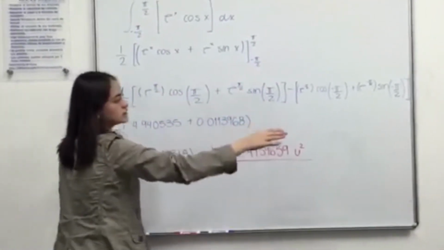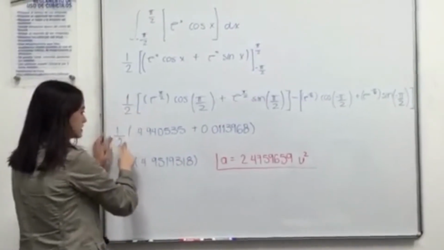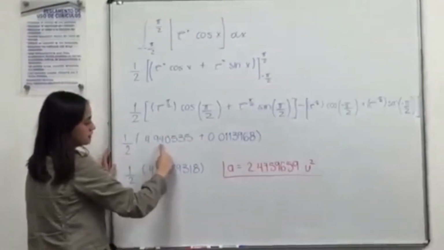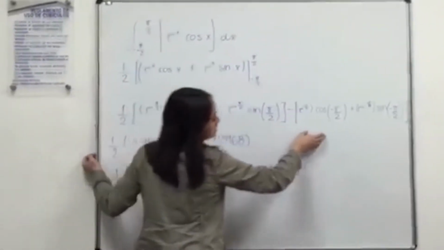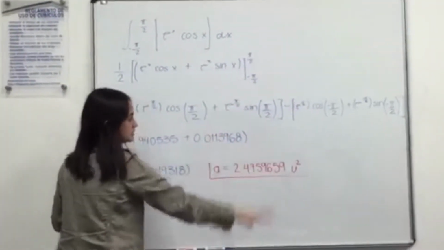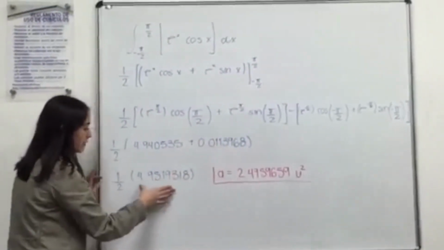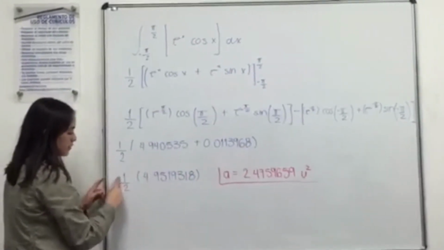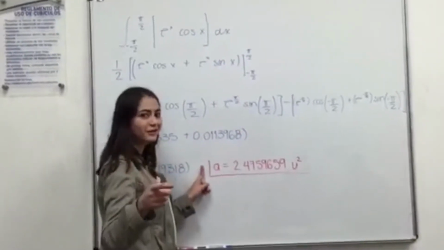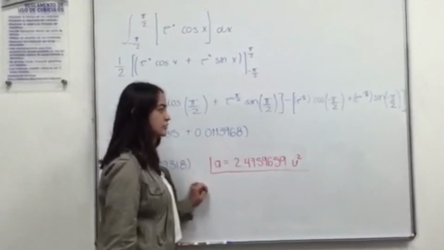So we just substitute the values and we do it in the calculator, and we have one half that passes the same. All this term is equal to 4.94, and all this term is equal to 0.01 and the rest of the numbers. And then we solve this in the calculator again, and we have these results. So we multiply it by one half, and we have that the area of our rectangle is 2.47 u squared.